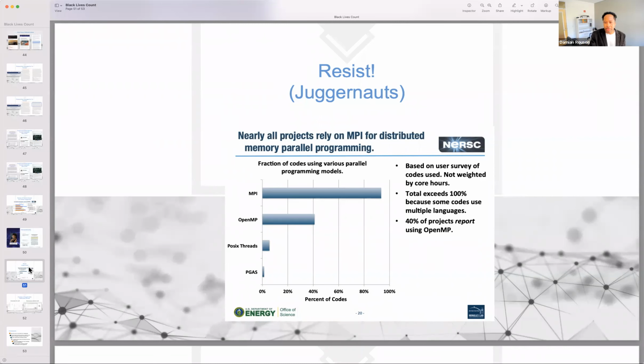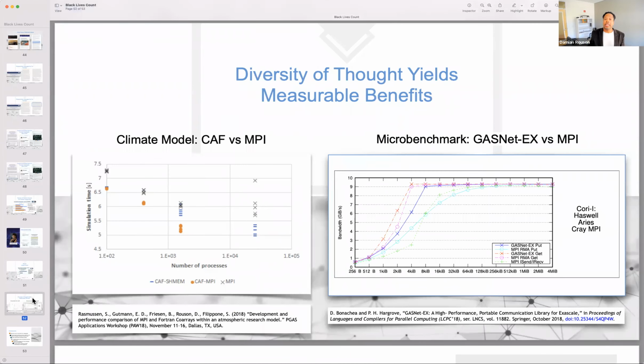When I look at data from NERSC, this is actually from about 2015, but I am almost certain it would be the same today. Over 90% of codes are using MPI. That's a juggernaut. And one of the problems is it becomes hard for other solutions, partitioned global address space languages, for example, PGAS, to get a foothold in the field, despite measurable benefits.